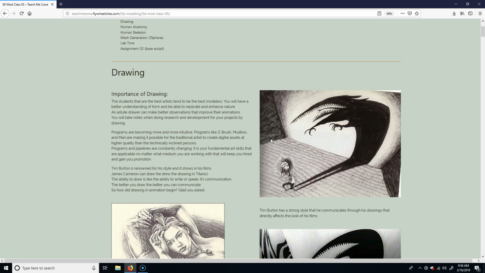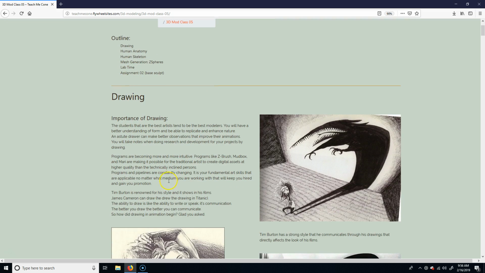All right, so this is the lecture for class 5 of the 3D modeling for real-time environments. So what I want to talk about here is basically these items here. First thing I'm going to talk about is drawing, and how important it is.